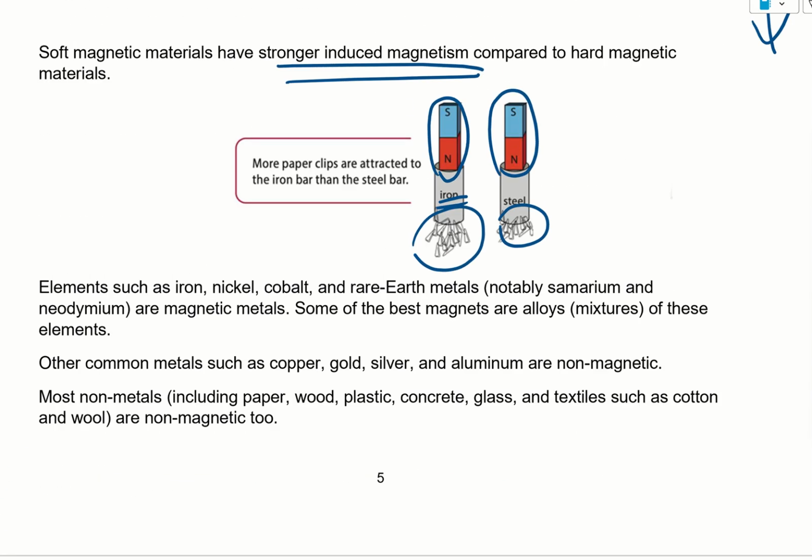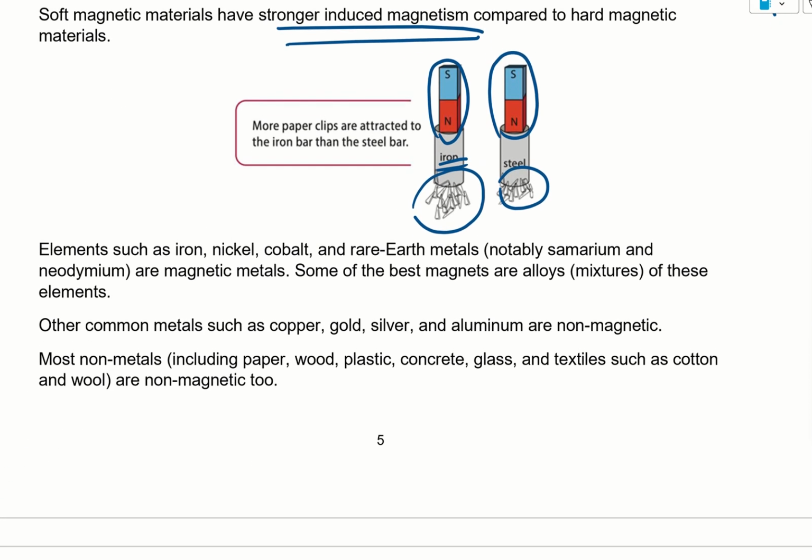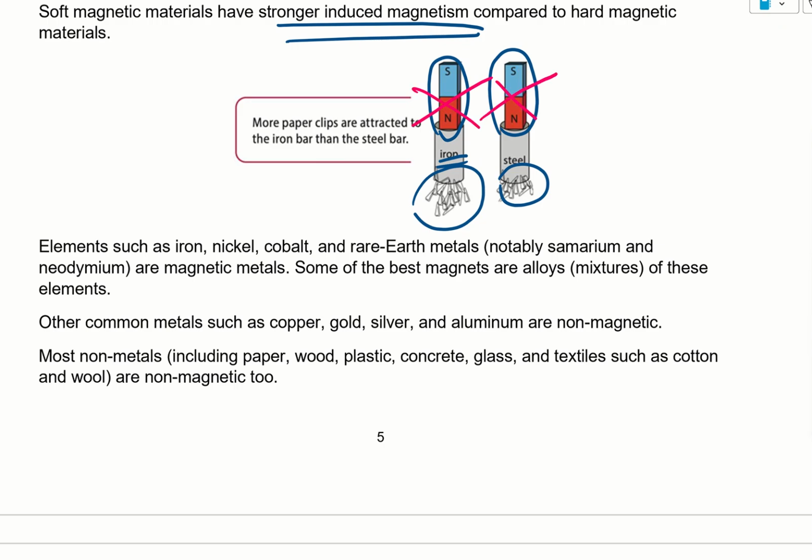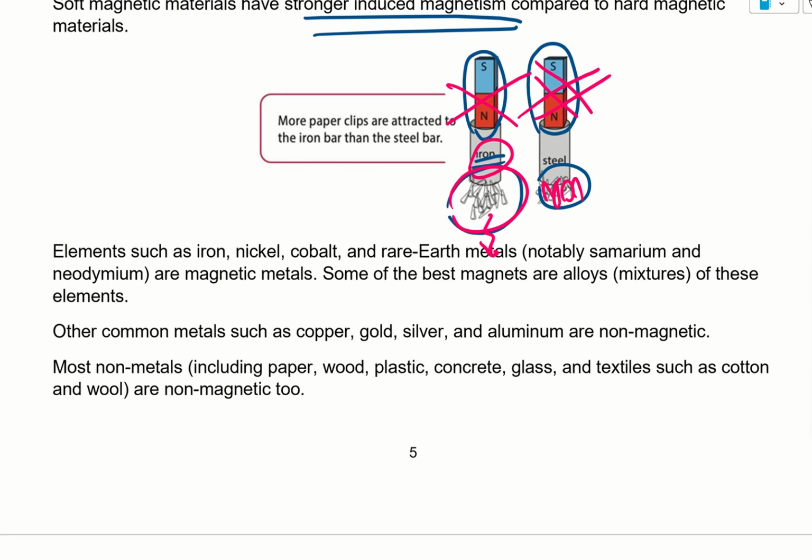However, once I remove the magnets, all the pins and paper clips will drop from the iron because it doesn't retain its magnetism. But once I remove the magnet for steel, there will still be some paper clips being attracted to it, because the steel retains magnetism. They are harder to demagnetize.